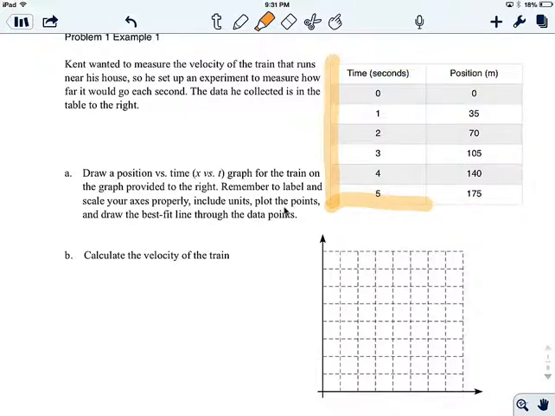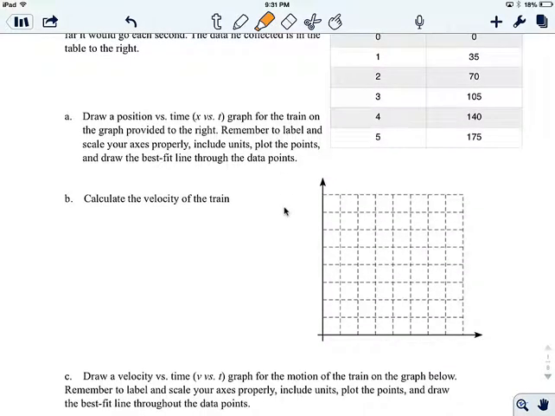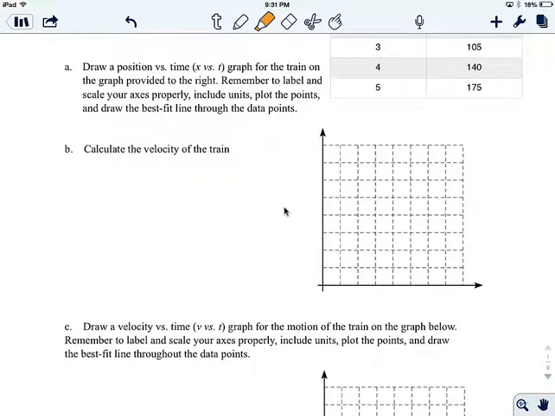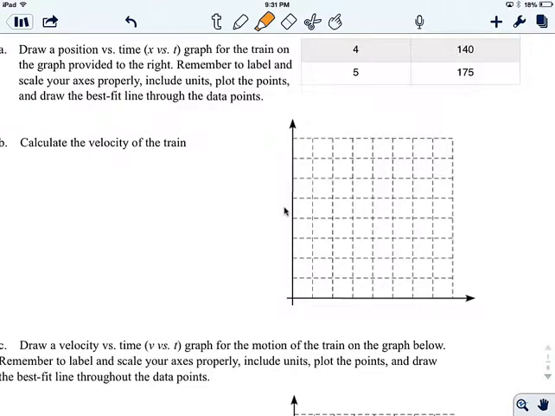All right, so I'm going to have to use that data to create, it says draw a position versus time graph, x versus t for the train on the graph to the right. Remember to label and scale your axes properly, include units, plot the points, draw the best fit line to the data points. Okay, so let's go ahead and try and do that.